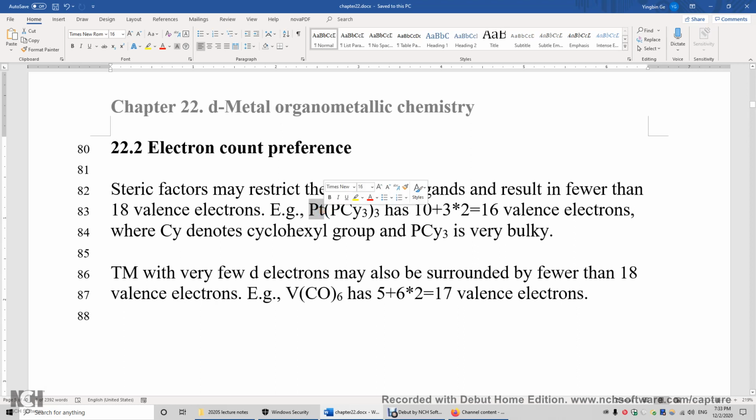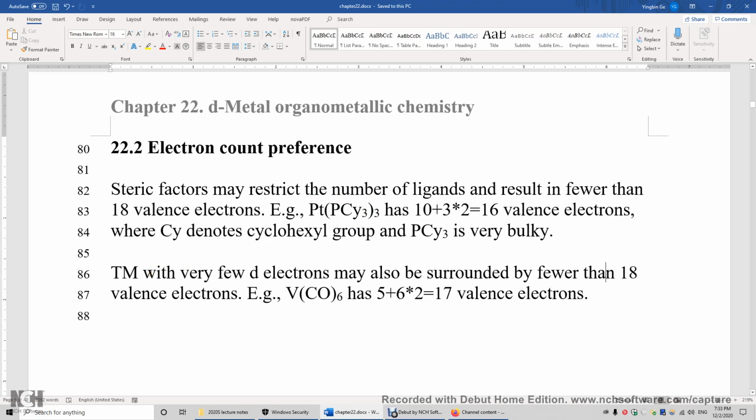The electron configuration of a free platinum atom is 6s1, 5d9. But in the transition metal complex, the s orbital is bumped up. So you can say we have 10 d electrons. And then each ligand donates 2 electrons. So in total, we have only 16 valence electrons in this transition metal complex.